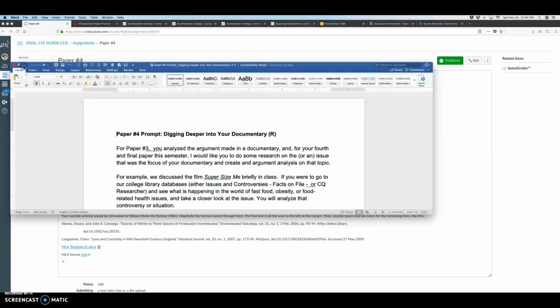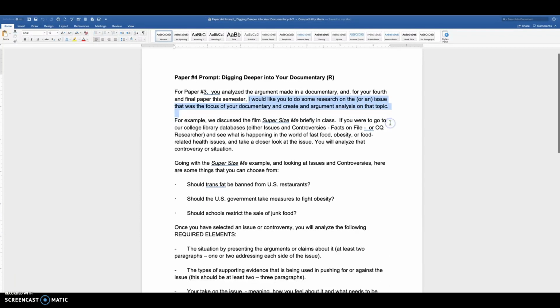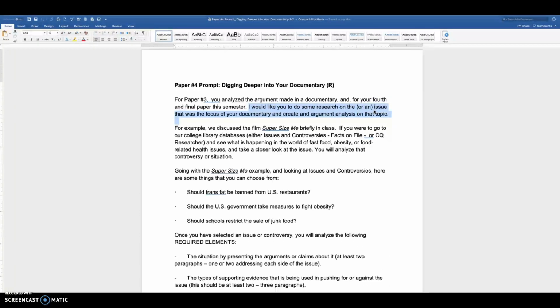In one regard, this is actually going to be slightly easier for you because you're using some of the same information that you used for paper 3 in paper 4. For example, this is what you're going to do. Thinking of the documentary that you analyzed in paper 3, I'd like you to do some research on the issue that comes up in your documentary, or an issue. So if you're watching a movie that talks about a few different things that are maybe connected, you would pick one of those issues. But if your film, for example, is just dealing with one topic, then you'd want to see what's going on with that topic.